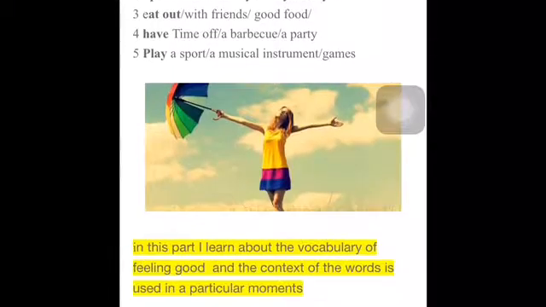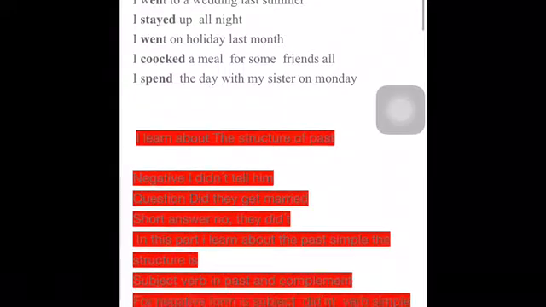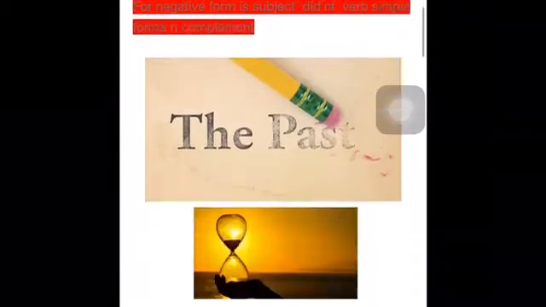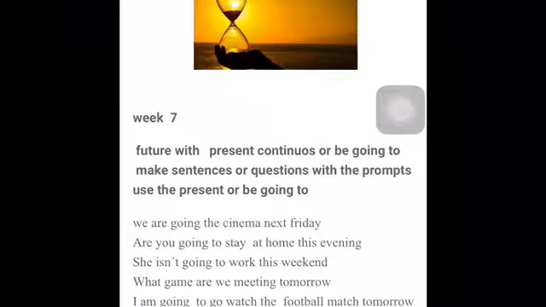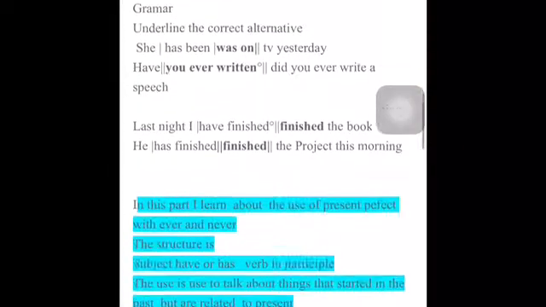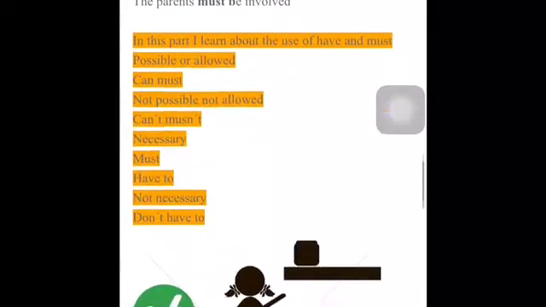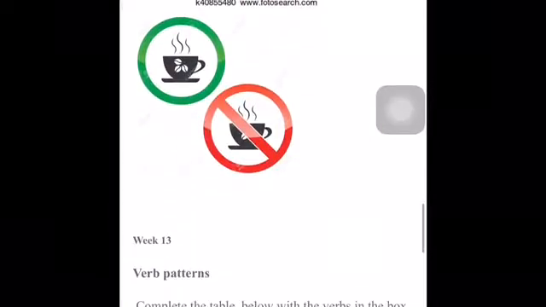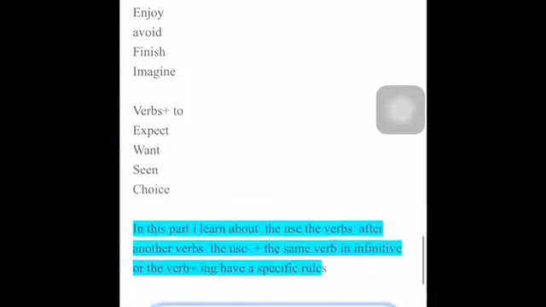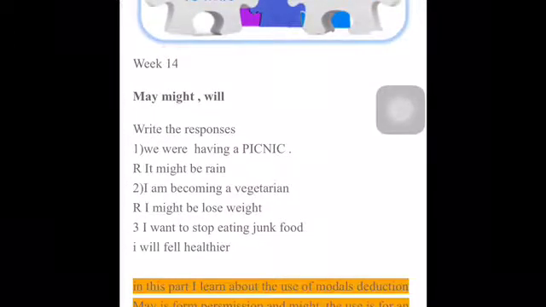In the part of the grammar, we have to do more parts. For example, in this part, I practice the structure, for example, the future with past continuous or going to. The going to is used to involve plans, the modals, the past, can, have, must for permission or no permission, the verb plus ing or infinitive, may, might, and will.